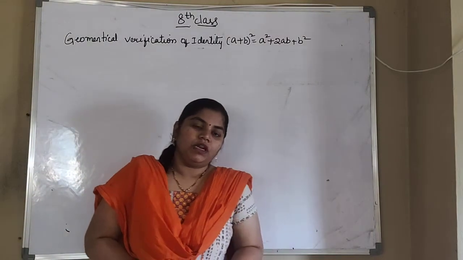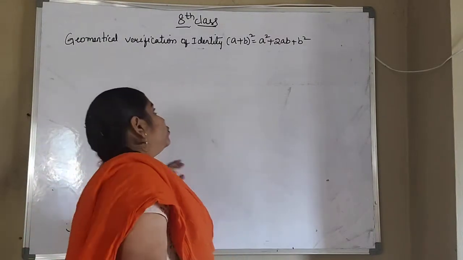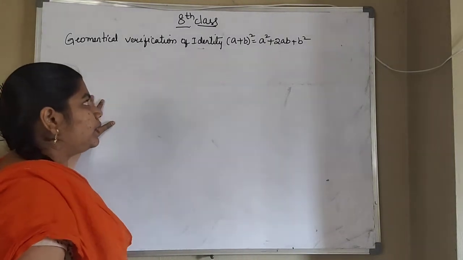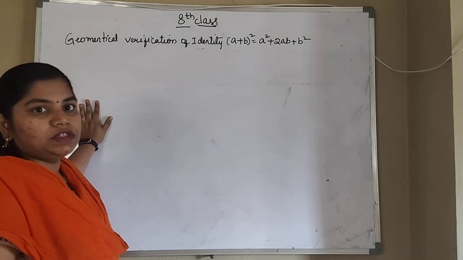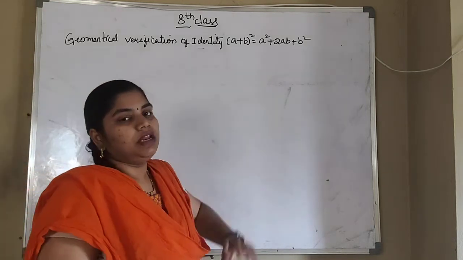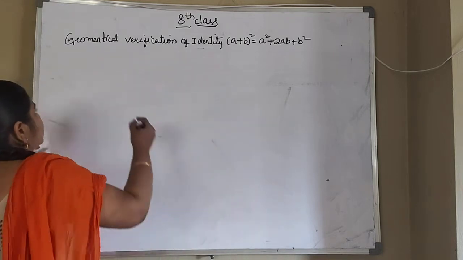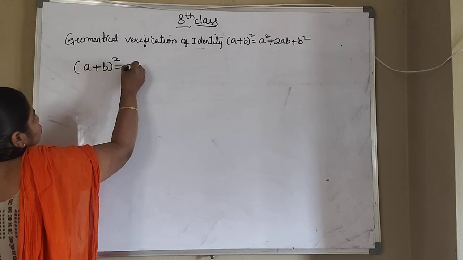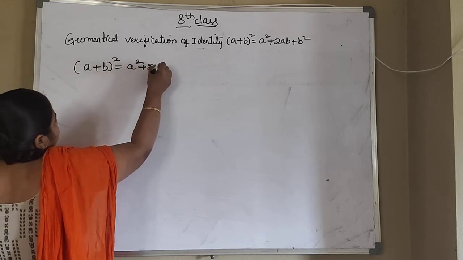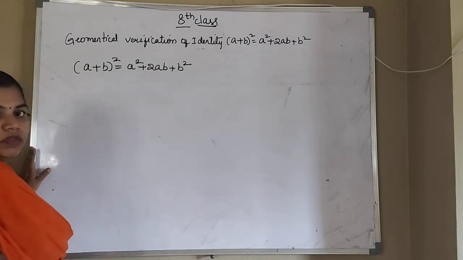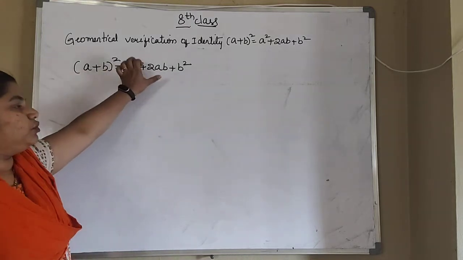Good morning everyone. Today we are going to learn about the geometrical verification of the identity (a + b) whole square is equal to a square plus 2ab plus b square. How to verify it geometrically, we will see. So what is our identity? (a + b) whole square is equal to a square plus 2ab plus b square. We have to show this.